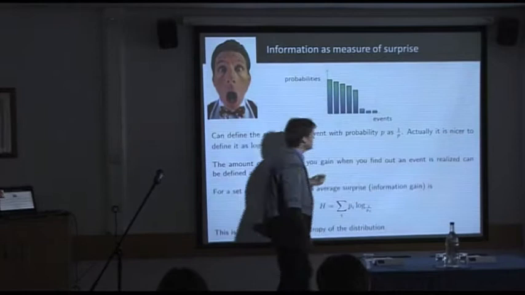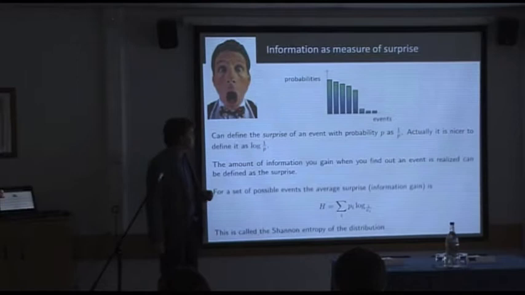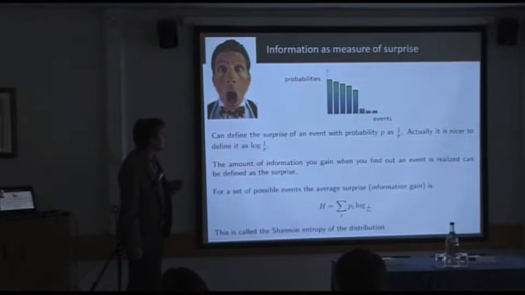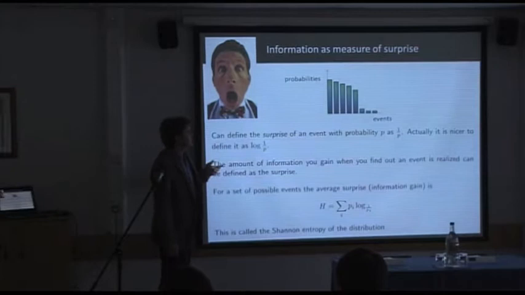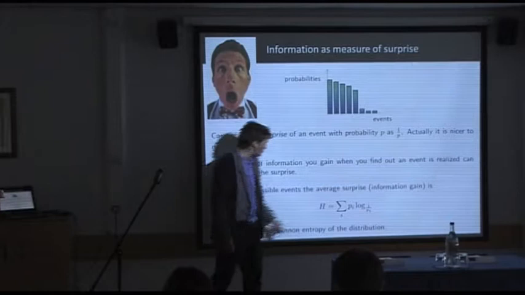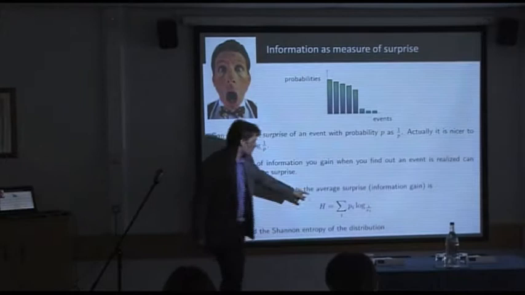But it's actually nicer to just take the log of this, for various reasons. One is that the log is additive, so if you have two independent events, then it turns out the surprise is going to be additive. So you could choose to define information as the amount of information you gain when you find out that an event is realized, which is the surprise, this thing. And then the average surprise, the average information gain, is given by this thing, which is called the Shannon entropy. You remember this standard formula for an average, where you take the probabilities and then the thing here.